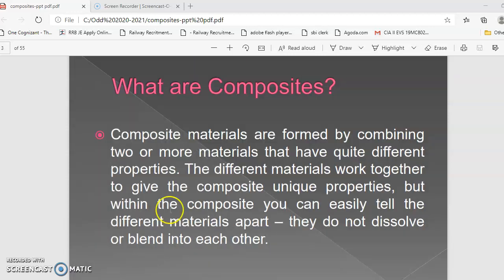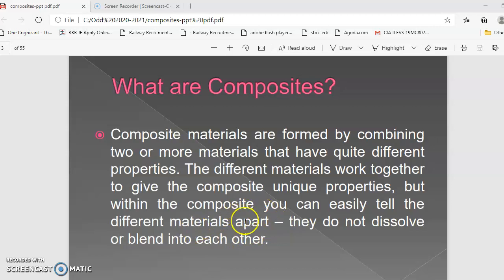First of all, what are composites? Composite materials are formed by combining two or more materials that have quite different properties. The different materials work together to give the composite unique properties. But within the composite, you can easily tell the different materials apart.